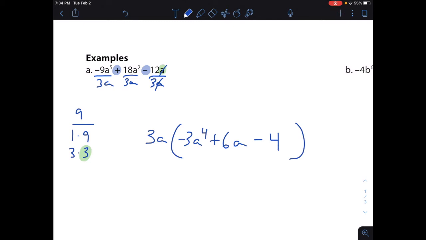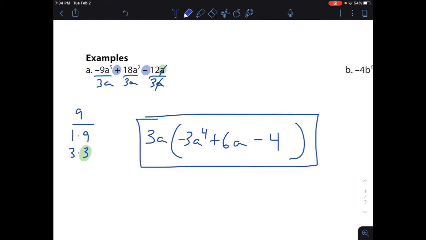So if I've factored this polynomial using GCF, I end up with 3a times negative 3a to the 4th plus 6a minus 4. Okay, so that's how we can use GCF to factor polynomials.